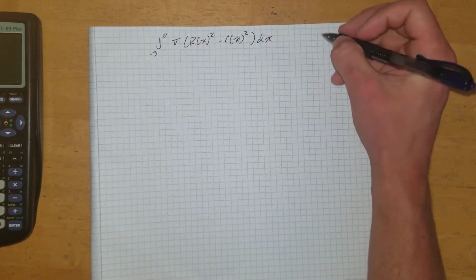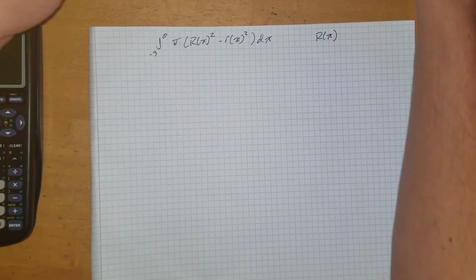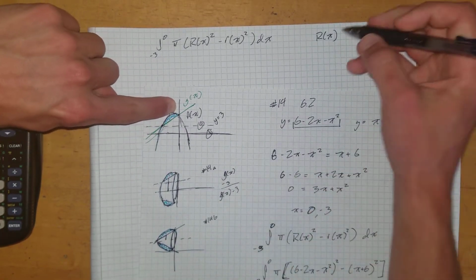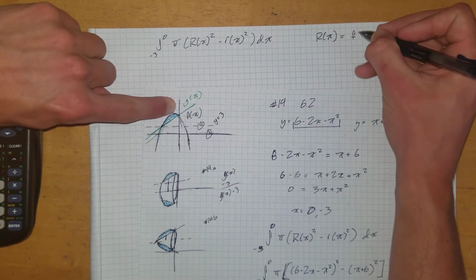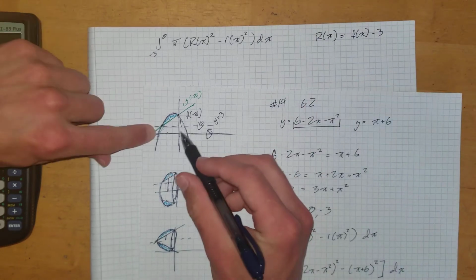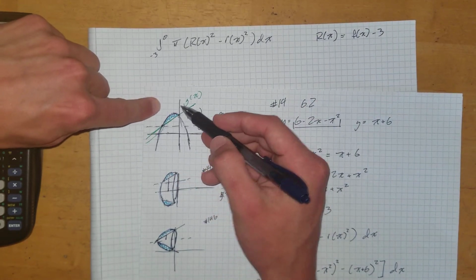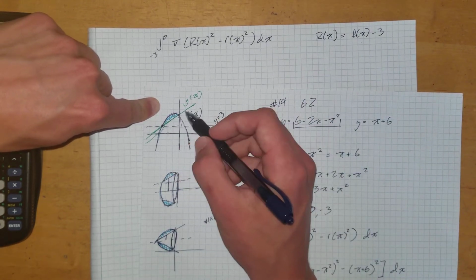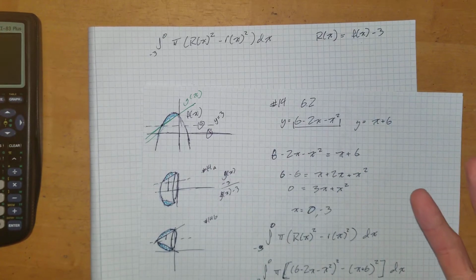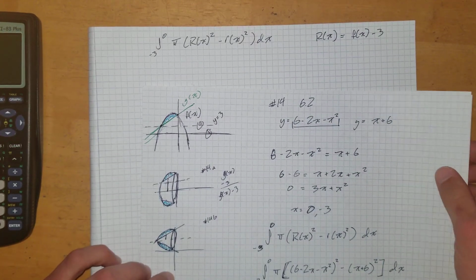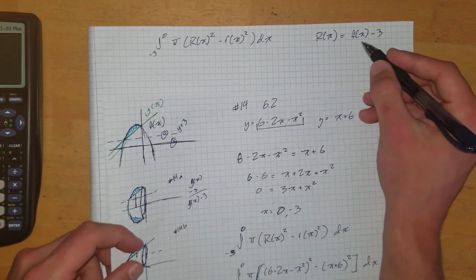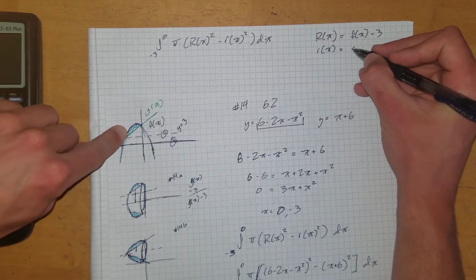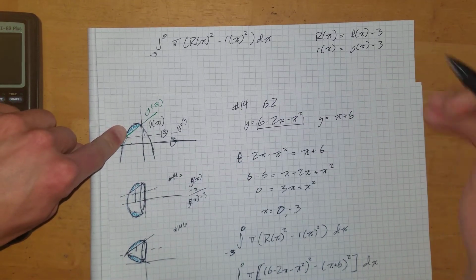And so big R of x, as we established here, the farthest out curve is f of x. So big R of x is going to equal f of x minus 3. If this line was actually above here, we'd do 3 minus f of x, because we have to subtract the smaller from the bigger. So that's why we set it up like this, and little r of x is going to equal g of x, because it's the innermost one, minus 3.